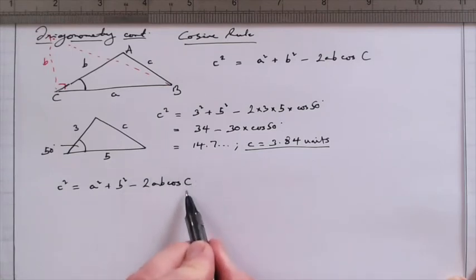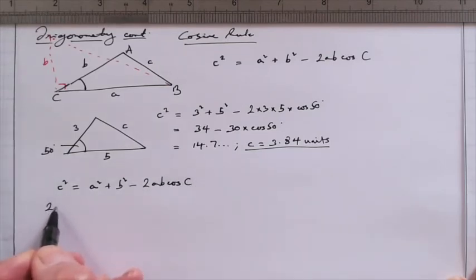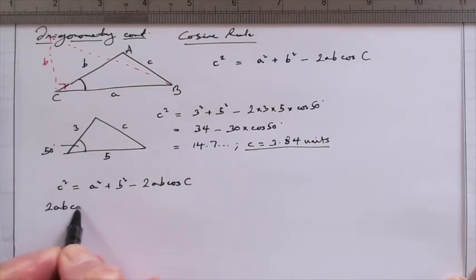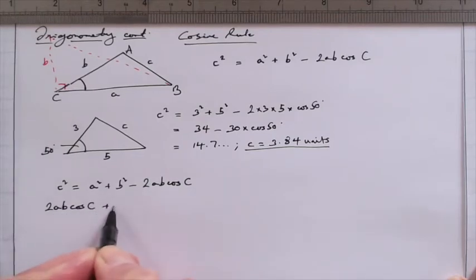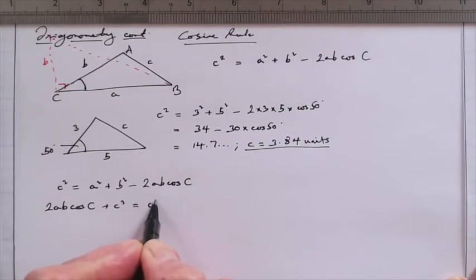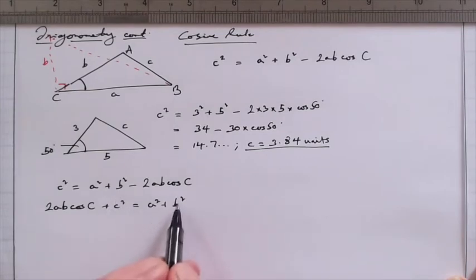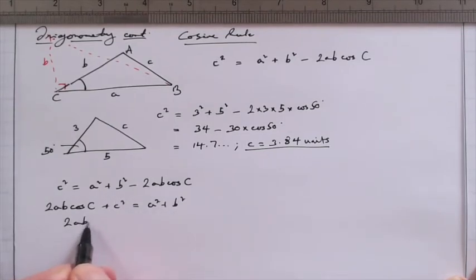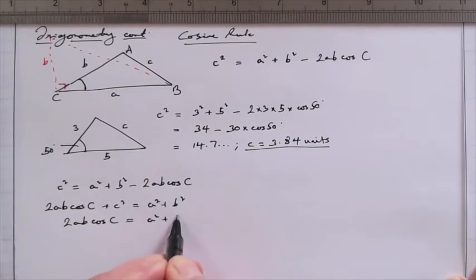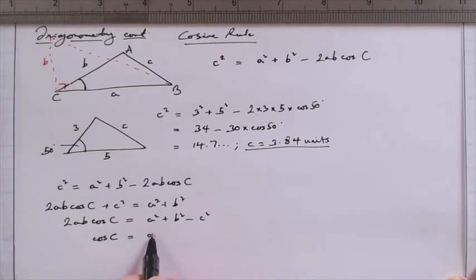Let me take this whole term over to the left hand side. So I have 2ab cosine c plus c squared is a squared plus b squared. Then let me take this term to the right hand side. So I have 2ab cosine c is a squared plus b squared minus c squared, and finally let me divide by 2ab, and you see I've now got the cosine of the angle all by itself on the left hand side.